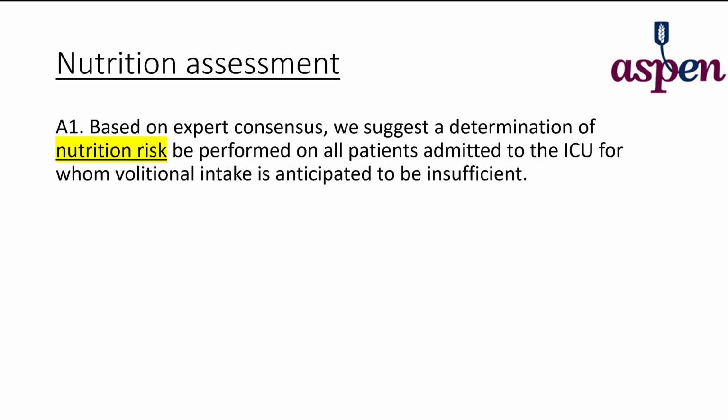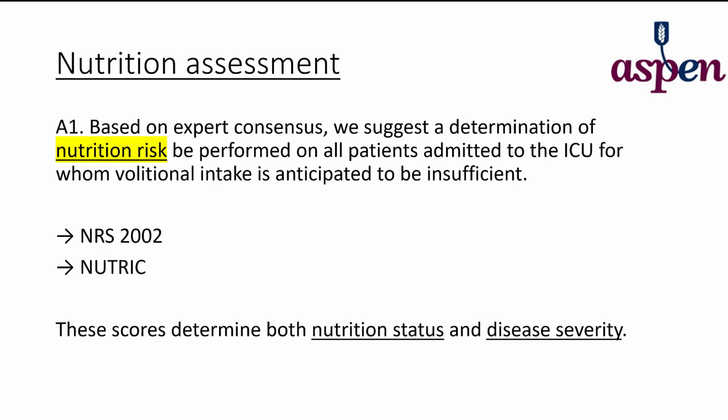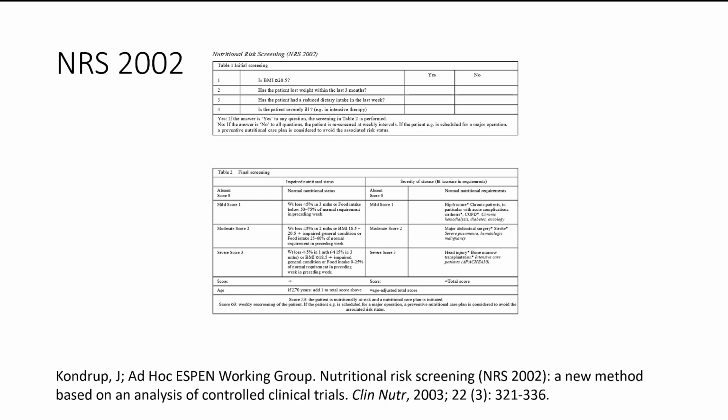ASPEN suggests a determination of nutrition risk for all ICU patients in whom volitional intake is anticipated to be insufficient. There are 2 risk scores available, the NRS 2002 and the NUTRIC score. They both determine nutrition status and disease severity. The NRS 2002 score isn't used much. It calculates a score based on the patient's age, BMI, presence of weight loss, and severity of disease.